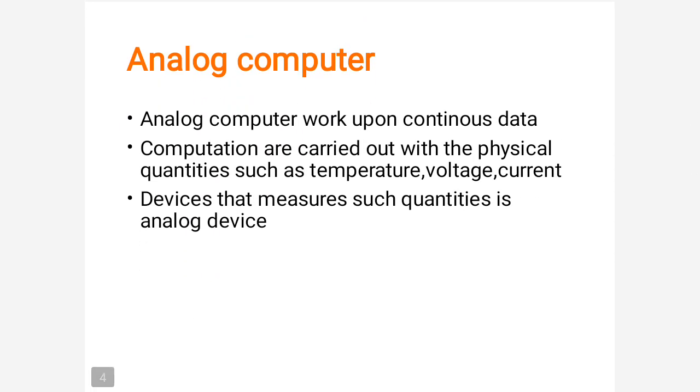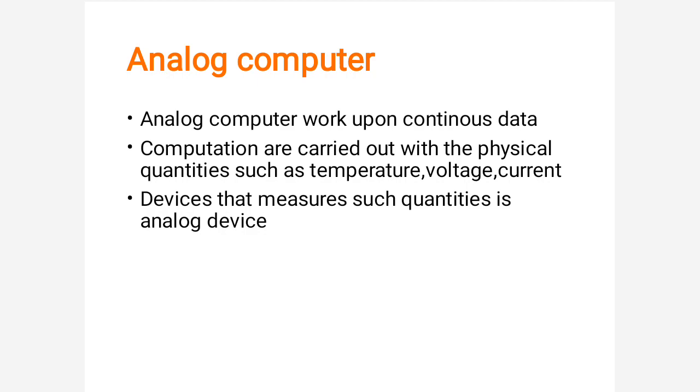So what is an analog computer? An analog computer is a computer where the data or the information that we are going to give the computer will be in a physical format. Physical quantities can be temperature, voltage, current, those kinds of quantities. We are not going to give input in the form of alphabets and those things.